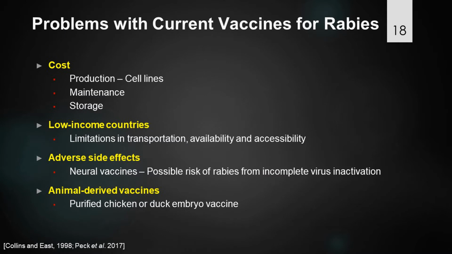There are some problems with the current vaccines for rabies. The cost of production, due to the high expense of cell lines, is one of the problems faced. Also, maintenance and storage are a problem due to the low temperature needed to preserve the vaccines. Low-income countries suffer from limitations in the transportation, availability, and accessibility of vaccines. Additionally, some vaccines may pose a risk of rabies.